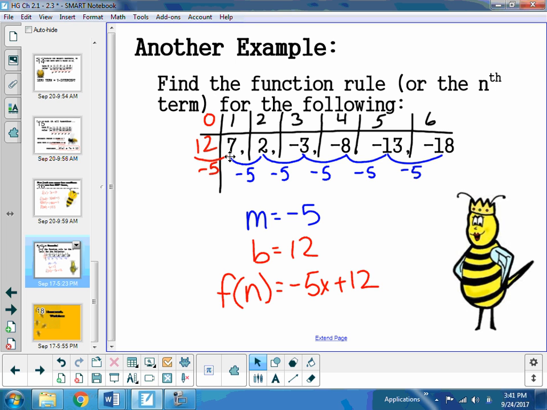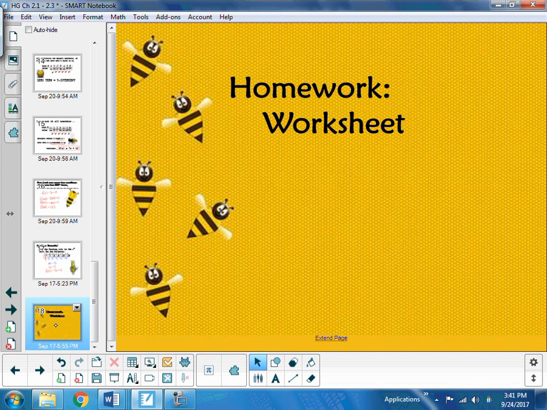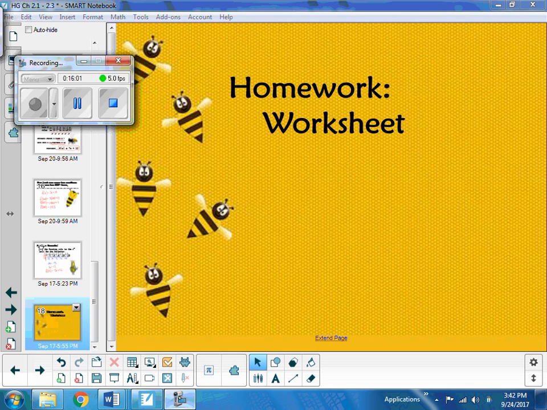All right, so you have a worksheet that goes through all this inductive and deductive reasoning, and then practicing finding different terms and finding the function rules. That is your homework. If you get it done early, you're welcome to get Chromebooks out. There's time to continue to work on your 3D printing stuff.